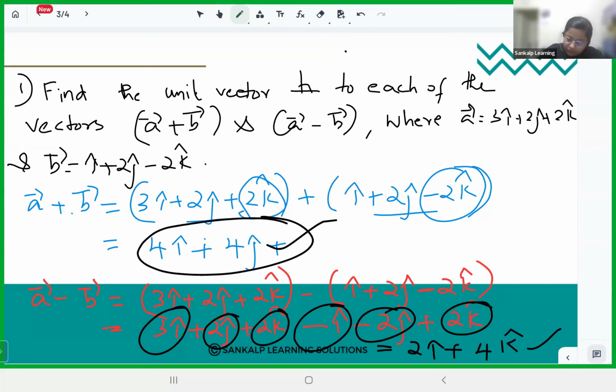Now what you have to do is find a vector which is perpendicular to both of these vectors, and it should be of magnitude 1.